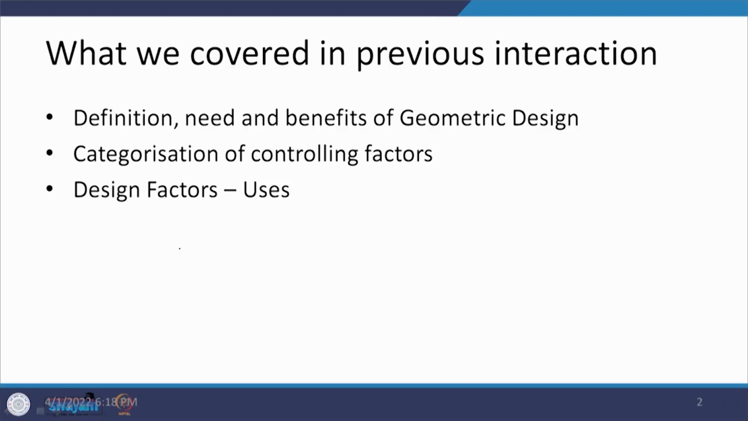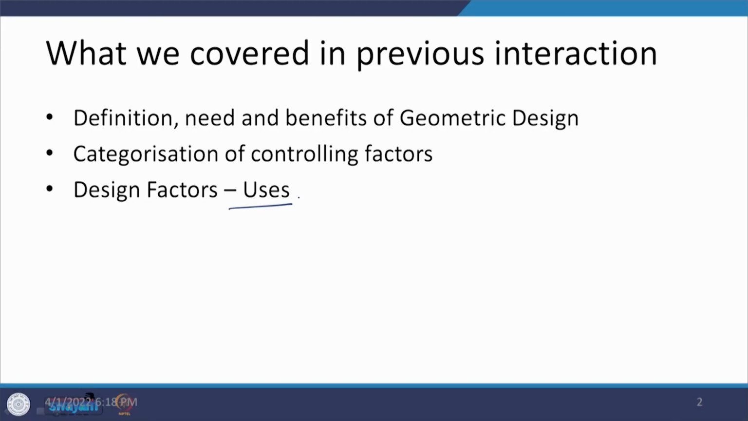Then we talked about the broad categorization of the various controlling factors, and finally we started discussing the controlling factors and talked about the uses there. We looked at how there can be different types of uses depending on the land use, depending on the area in which the facility is going to be constructed, or whether it is the connectivity within the city or across the cities.